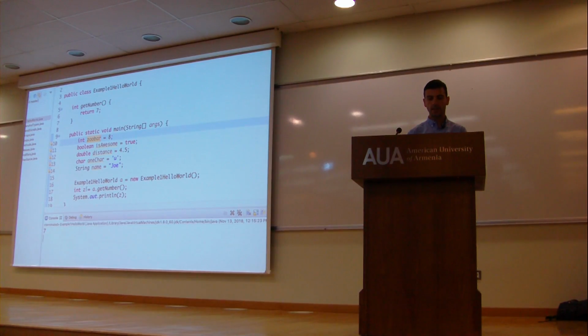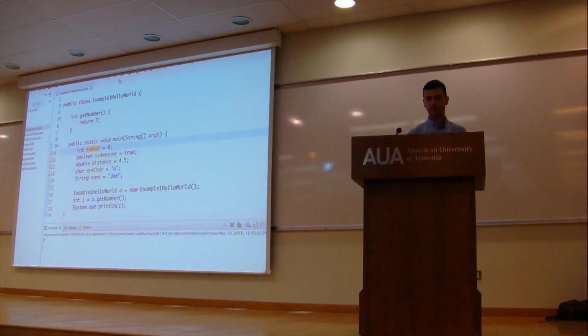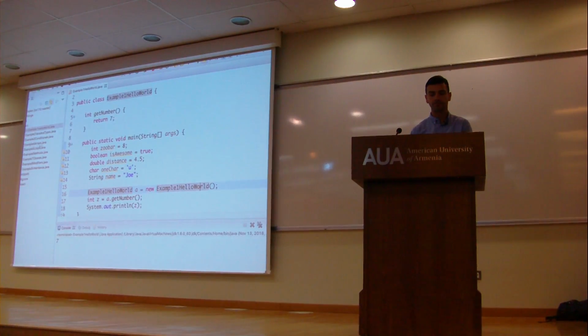Yes? So I created a new instance of this by doing new blah, blah, blah. That returns an object that I put into A. The type of that object is the class. In other words, every time you do new example hello world, you're creating a new object that is that kind of an object. It's an example hello world object. Let me make this a bit more clear for you.